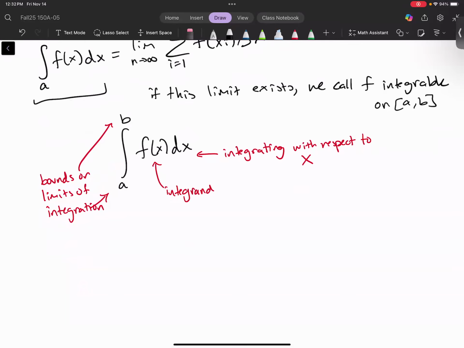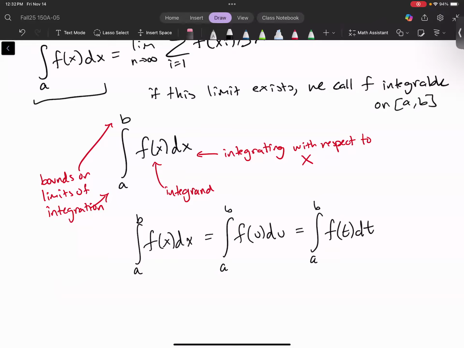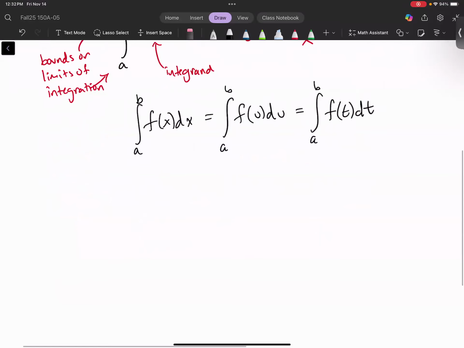The variable doesn't matter though, right? So if I'm looking at the integral of a to b of f of x dx, that equals the integral a to b of f of u du, or the integral a to b of f of t dt. The variable name can change, but the content of what we're talking about is the same. That's a very important thing to get used to. The variables do not matter, same with limits and derivatives and things like that.